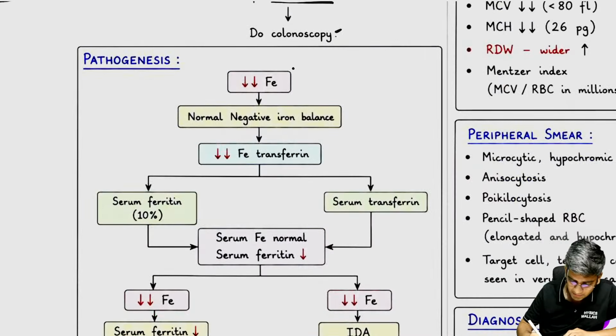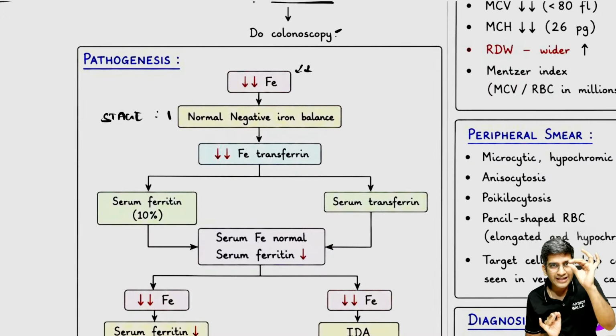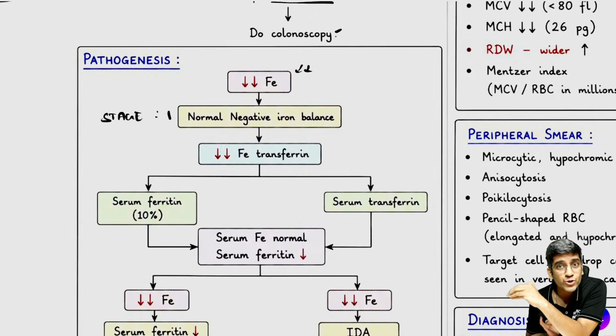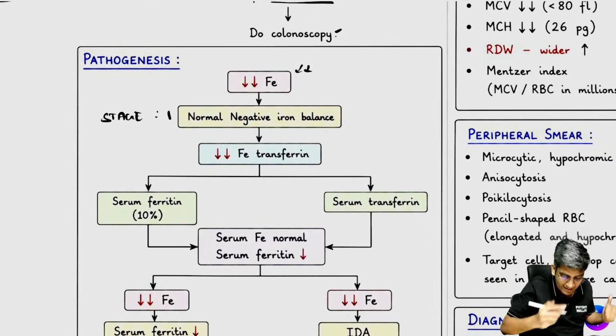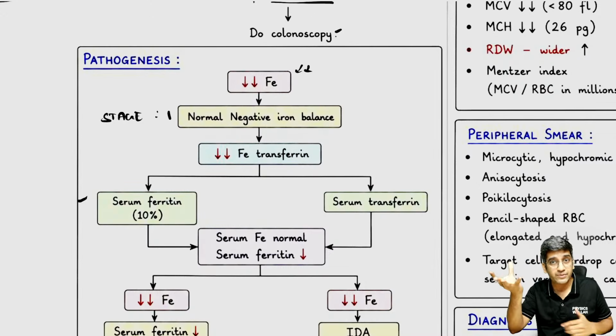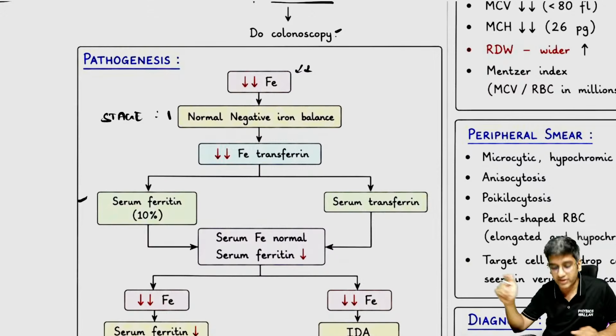Pathogenesis. The moment iron reduces in my body, this is the first stage, stage 1, which is called a negative iron balance. What happens in negative iron balance is, the moment iron reduces, ferritin reduces first, because bone marrow is not having it, right? I'm not able to satisfy the need of bone marrow, so I borrow from ferritin. That's the initial phase.